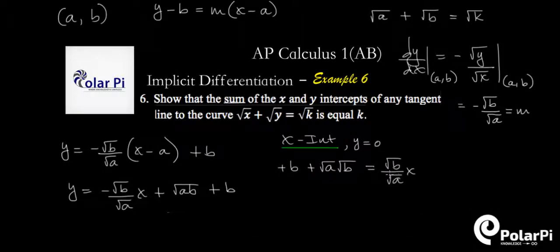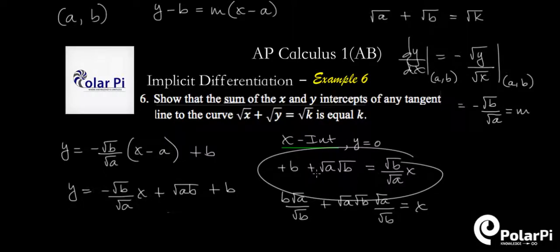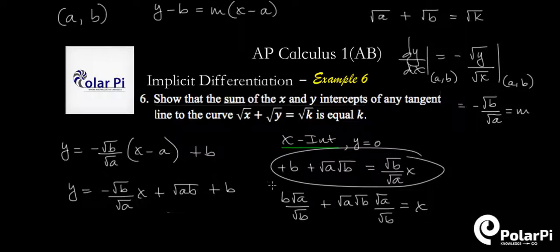Now, to solve for the x-intercept, I should just multiply both sides of this equation by root a over root b, right? When I do, on the left side, I'll have b times root a over root b, and then plus root a times root b times root a over root b equals x. And again, I got here to what I just wrote by multiplying both sides of this equation by root a divided by root b, right?